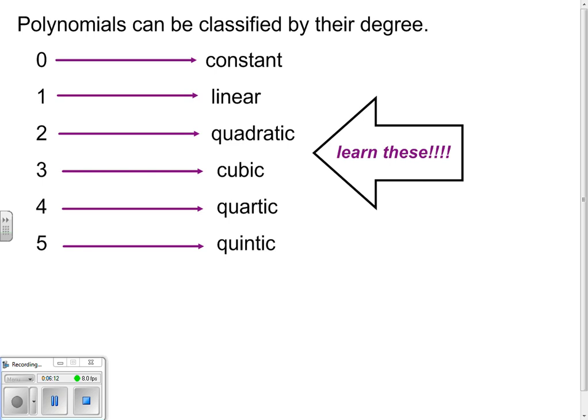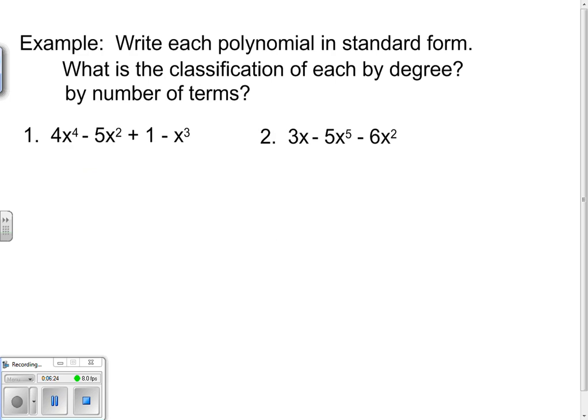Now, as soon as you reach 6, it just becomes that degree. So if you had a degree of 7, you would call that a 7th degree. As soon as you reach 6 or higher, it's just that degree. They're going to ask you to write the polynomial in standard form and then classify it by its degree and number of terms. So, taking a look at number 1.